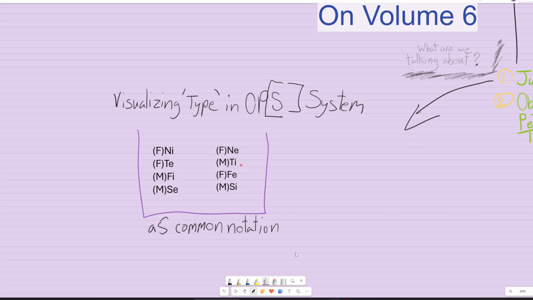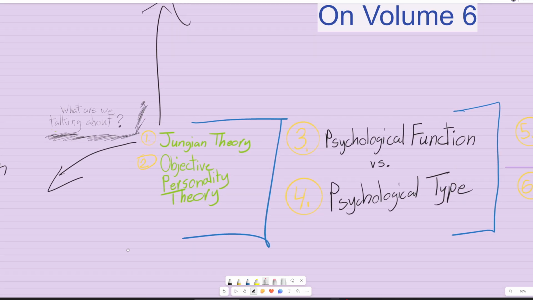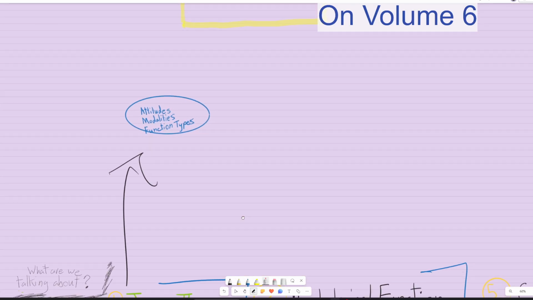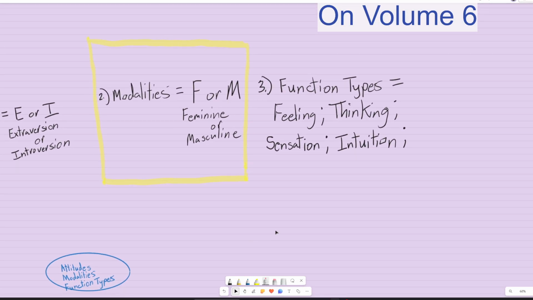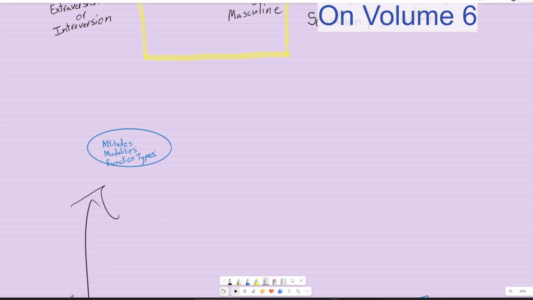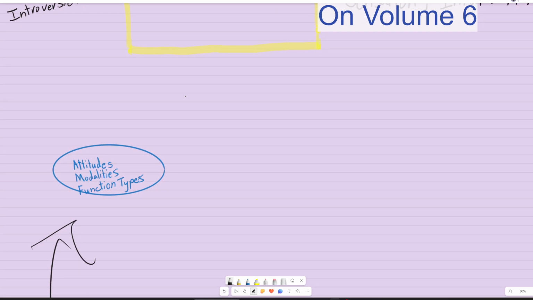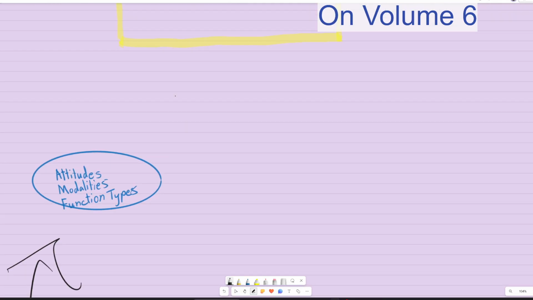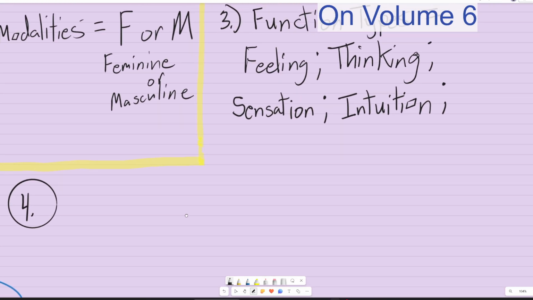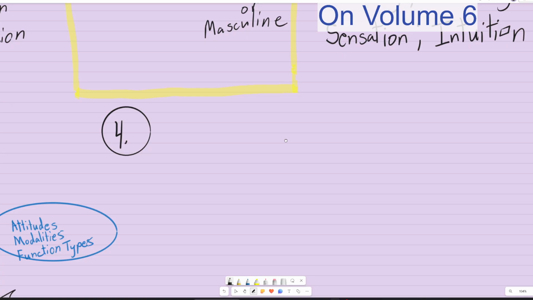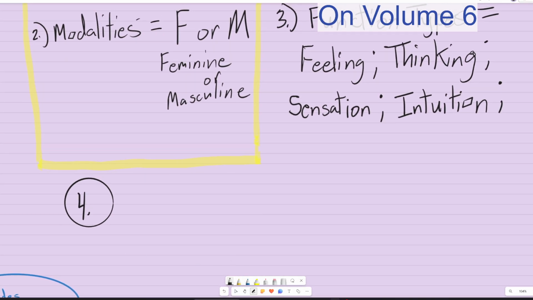What are we talking about? We're talking about orthodox Jungian theory. We're talking about attitudes, and we're talking about function types. So what do you get as a result? As a result, you get number 4. Let's follow the E or I convention. Feeling, thinking, sensation, intuition. And let's write this out. Pause.